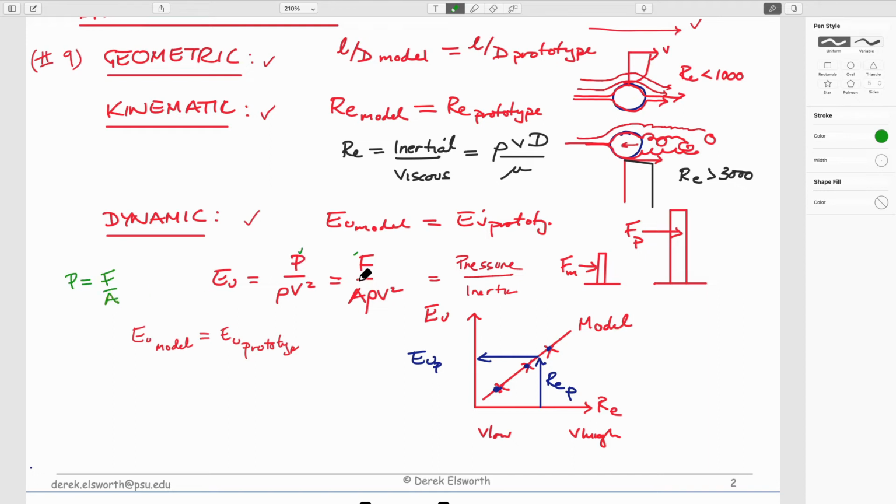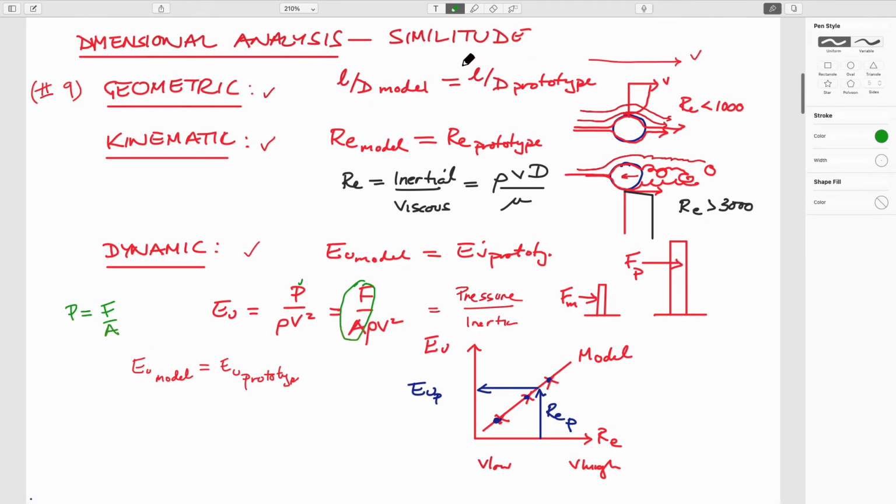So if you replace this with that, then you have this. And so this is useful because if you know that in your model you're flowing exactly at the right regime, so you're flowing at the scaled regime, you could measure the force that's applied on your model, and then you could use that to calculate what the force would be on the prototype, basically, is what's going on.